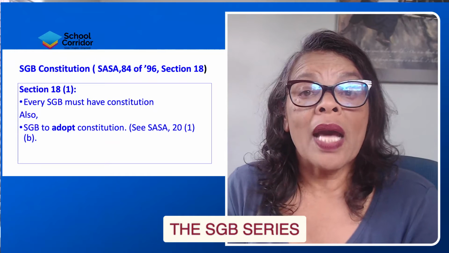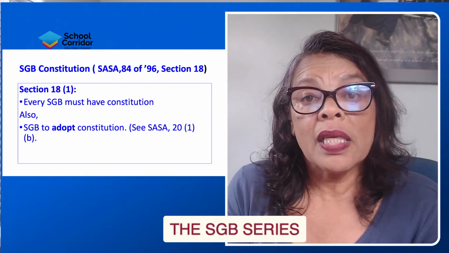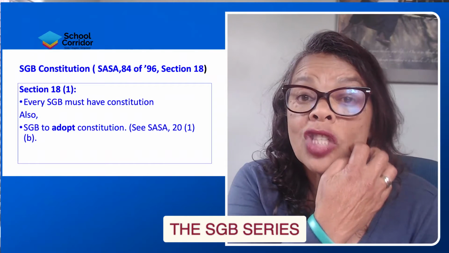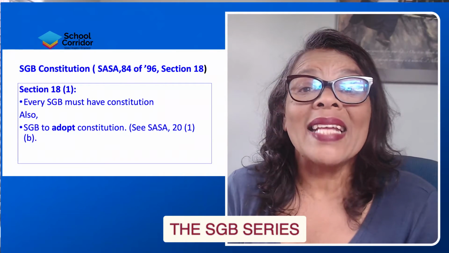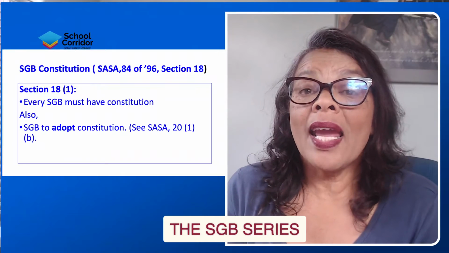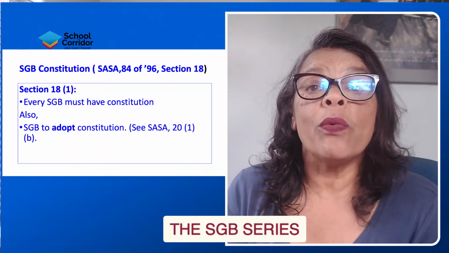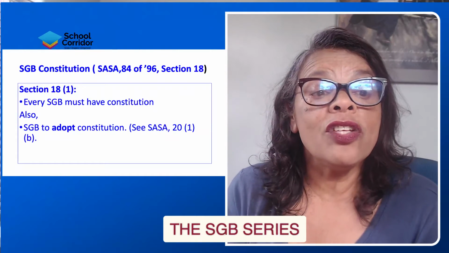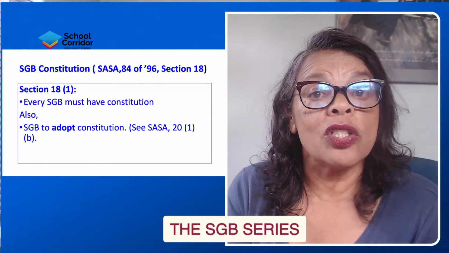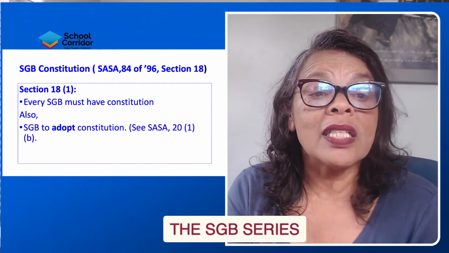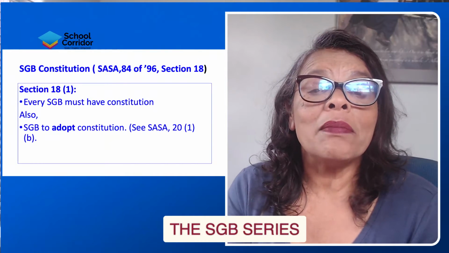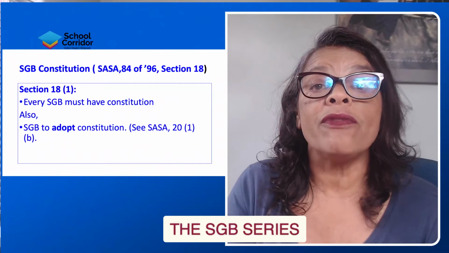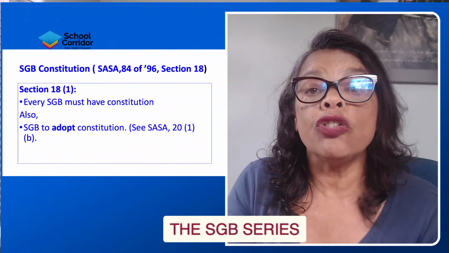Now, when you become the school governing body, then you have to adopt that constitution after you, of course, have read it. You understand what is in the constitution. You would have made the necessary amendments, and then you adopt that constitution, right? So you'll find that information in the Act, section 20, subsection 1, where it speaks about the fact that you have to adopt the constitution.